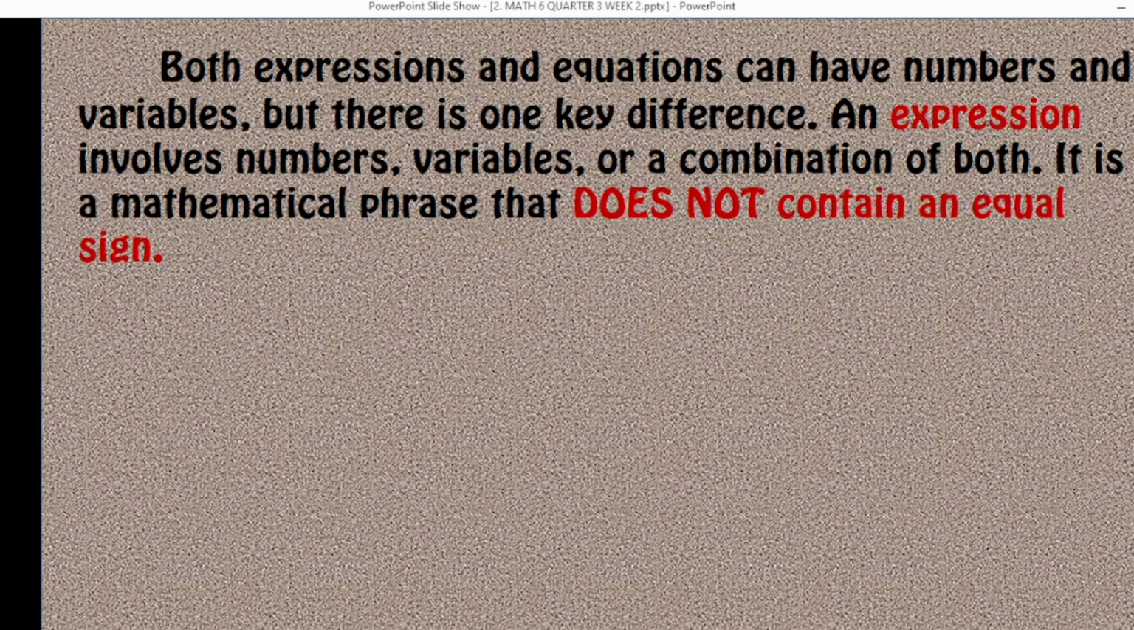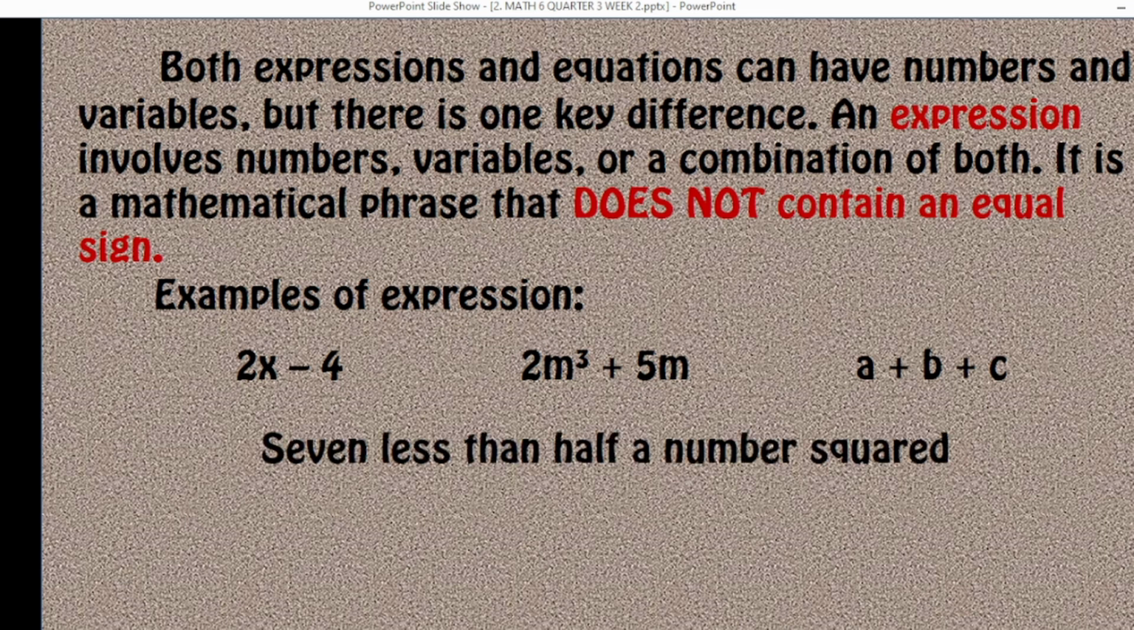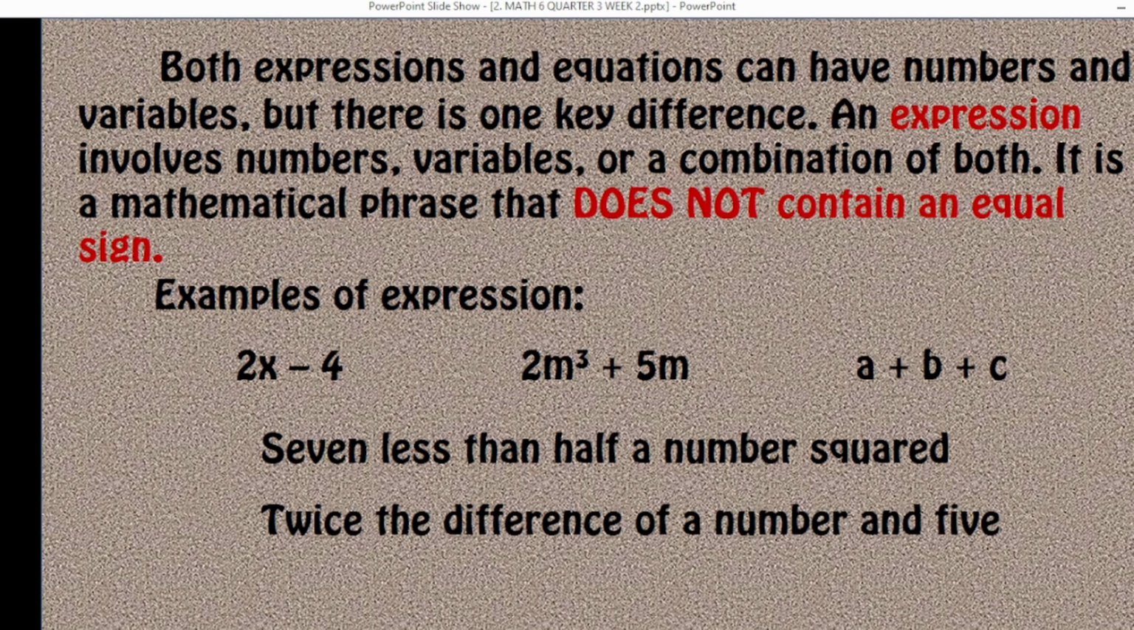An expression involves numbers, variables, or a combination of both. It is a mathematical phrase that does not contain an equal sign. Okay mga bata, kapag sinabing expression, wala itong equal sign. Examples of expression: 2x minus 4. 2m to the power of 3 plus 5m. A plus B plus C. 7 less than half a number squared. Twice the difference of a number and 5.